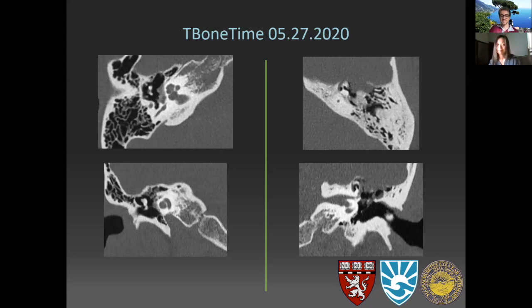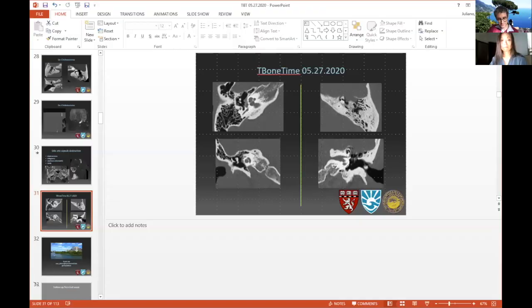Great. I think in the interest of time, should we move on because it's 1:45? Yeah, and one other quick question here from Shilpa Hedge. Would you include radiation osteonecrosis in your differential?